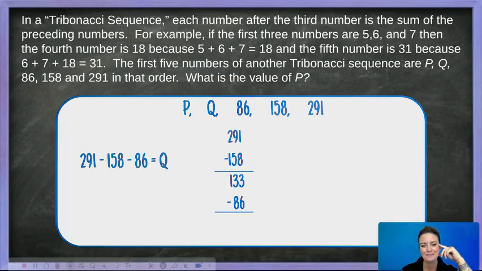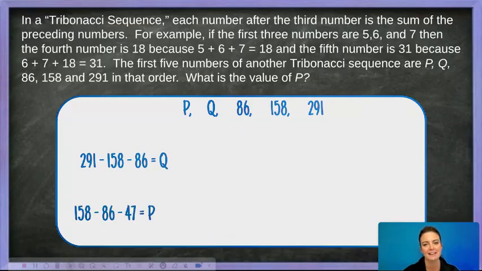Ready? All right, so when you did all of that math, did you get 47? If not, see where you went wrong, okay? But the answer Q will be 47. So what we're going to do is now we're going to look at the next set of three digits, which would be 86, Q, and P, and go from there, okay? So we know that 158 plus 86 plus Q equals 291, and so now we can work backwards to figure out what P is. So instead of Q in the sequence, we're going to put 47.